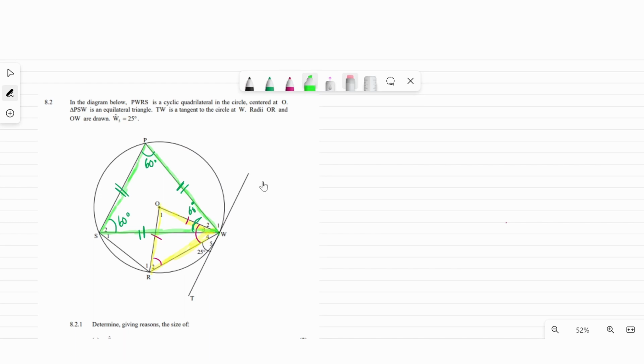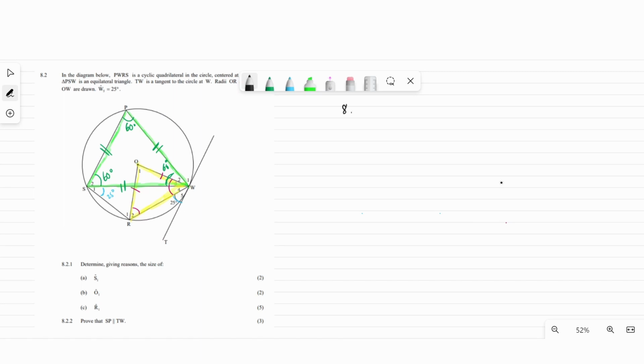Then they tell us that TW is a tangent to the circle at W. So we need to fill in the properties of a tangent and chord. Let's do that. Going here, we see the fact that at W5 is equal to 25 degrees. Since this W5 goes from here till it touches the chord WR, it is equal to angle S1. So here it's going to be 25 degrees, and your reason for that is going to be tan chord. So having read the information and filled in all the important things, let's answer the questions.